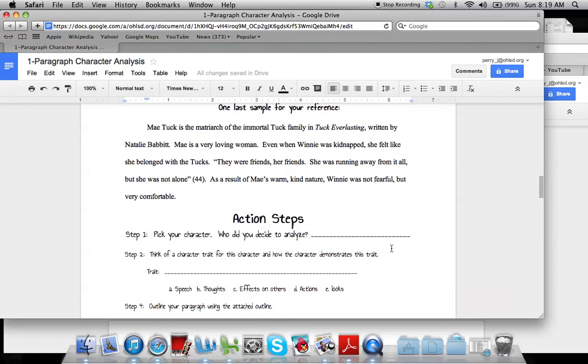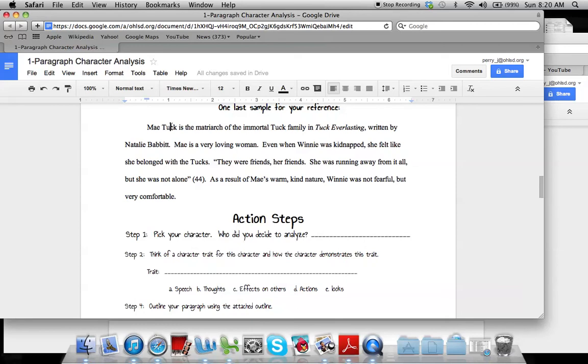One final paragraph for your reference. Again, we started out with May Tuck, we mentioned the book title, and we mentioned the author. This student wants to say that May is a very loving woman. This student's going to prove it with effects on others. So here we have, "May Tuck is the matriarch of the immortal Tuck family in Tuck Everlasting, written by Natalie Babbitt. May is a very loving woman."